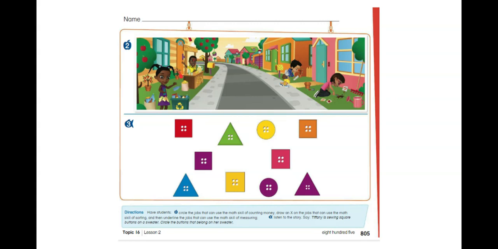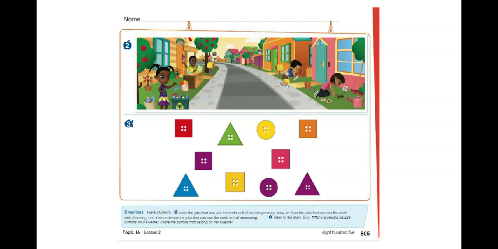So you can circle his job, and you're going to draw an X on the jobs that can use the math skill of sorting. Sorting is putting things in order, putting things in the right place, in the right group. This girl is sorting to recycle. Remember, we learned about recycling to take care of our earth. So here she's trying to separate the plastic and the glass. So she is sorting. So in this job, you need to know how to sort.